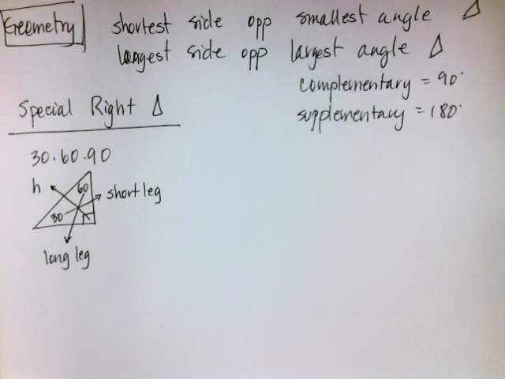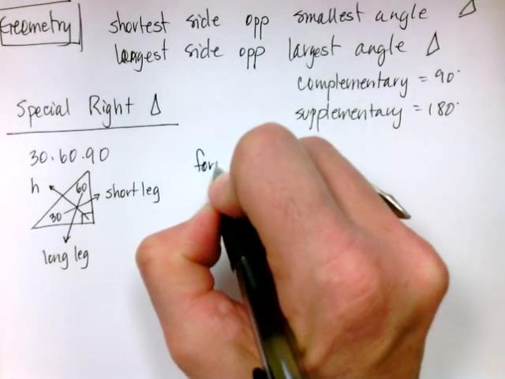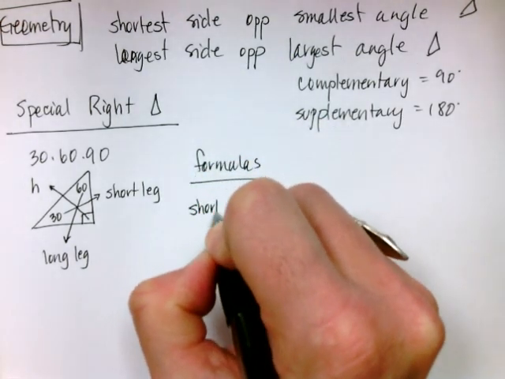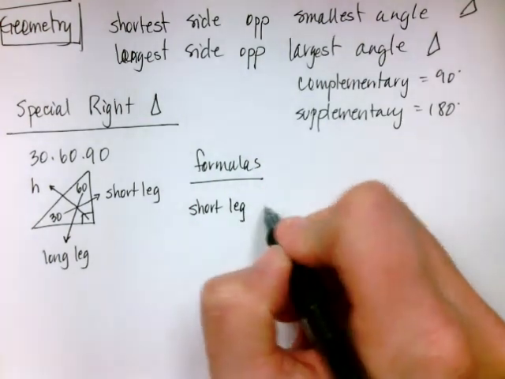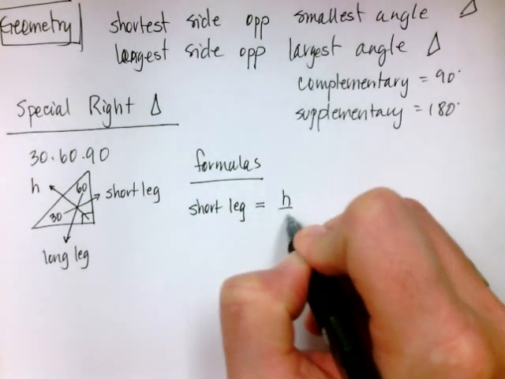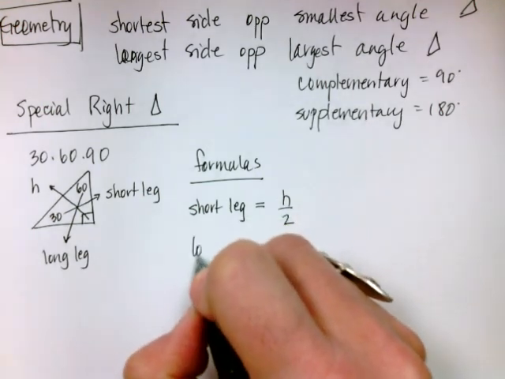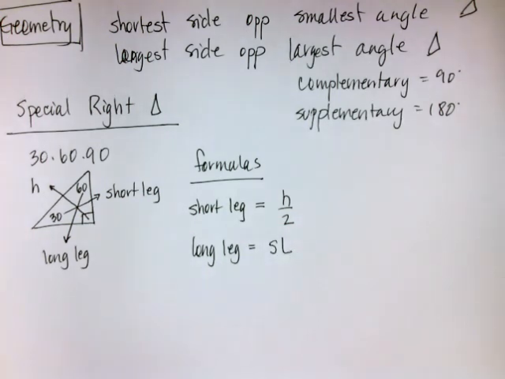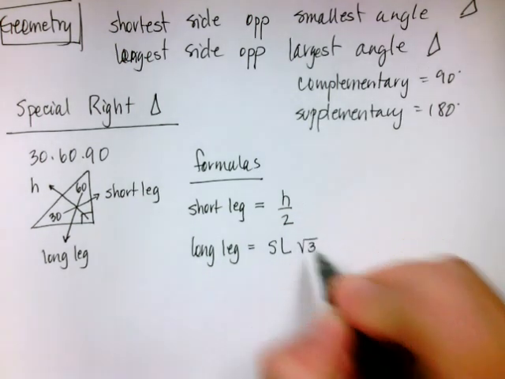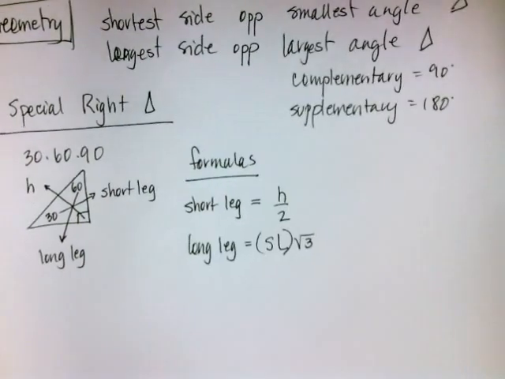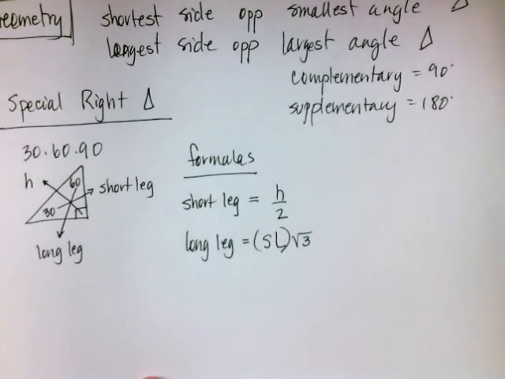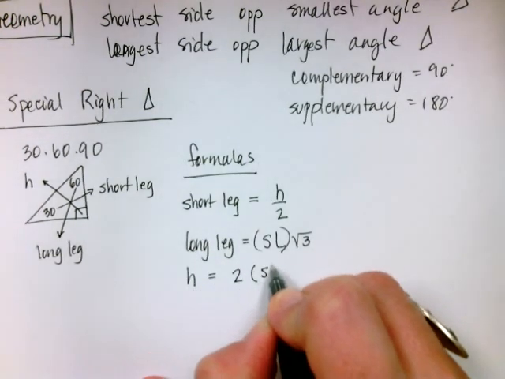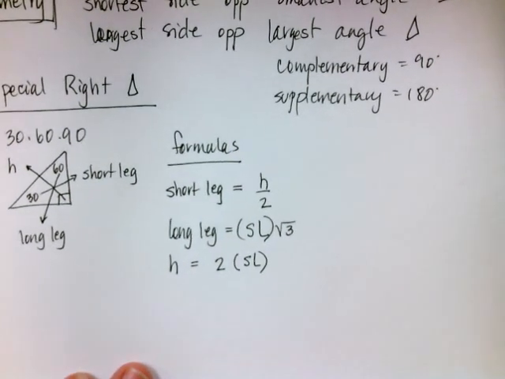Okay? So we learned some formulas, or you should have learned some formulas in geometry. And that said that the short leg, and I'm sure they didn't actually write the formula like this, but this is how I've always taught it, is going to be the hypotenuse divided by 2. The long leg is going to be equal to the short leg, SL represents the short leg, times radical 3. Okay? That's not S times L, that is the short leg. And then the hypotenuse is going to be equal to 2 times the short leg. Okay? So those are the formulas.